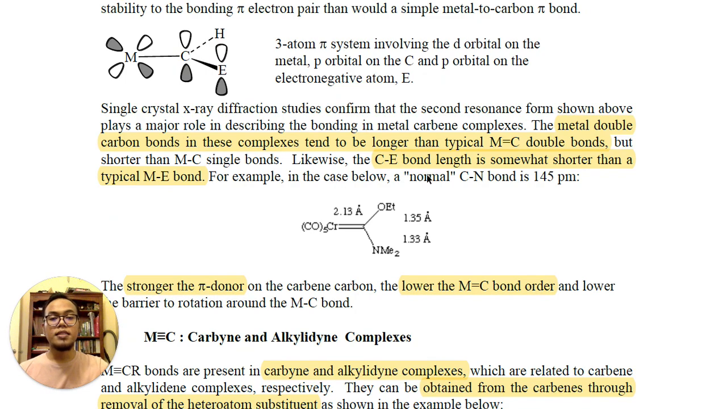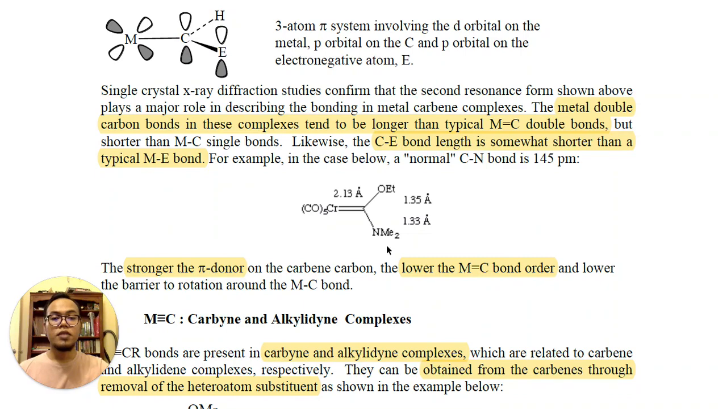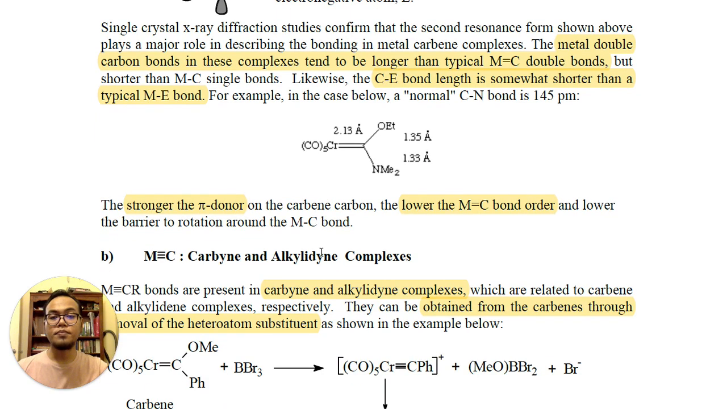Likewise, the C–E bond, where C is carbon and E is an electronegative atom, is somewhat shorter than the typical M–E bond. The typical M–E bond will be longer than this. So look at this structure. We can see that the normal C–N bond is 145 picometers. We have chromium, we have C here, and we have O. This is a Fischer carbene, and we have N. This is also a Fischer carbene.